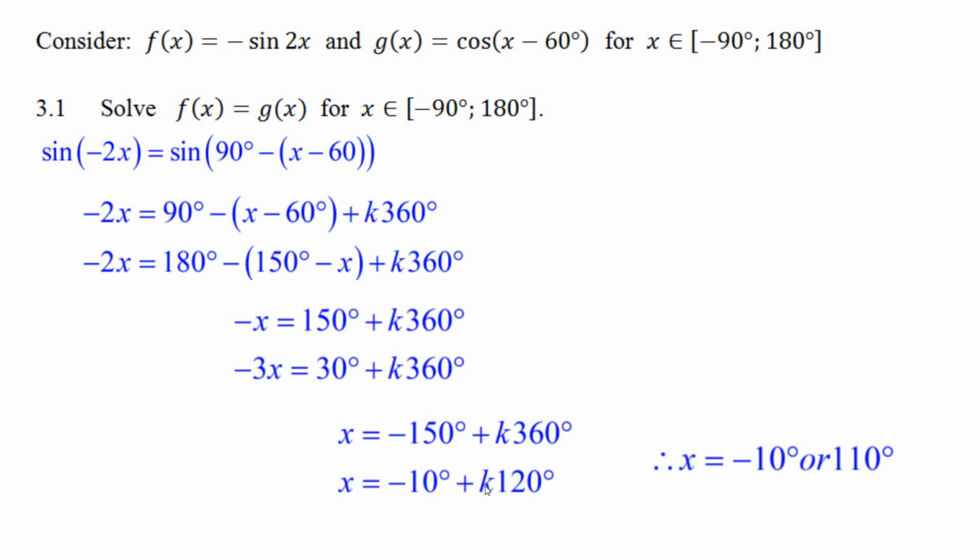And if I add 1 times 120, so there's your two angles that solve this equation. And it solves where f equals g, which is a pretty good thing to know because that's where the two graphs cross each other.